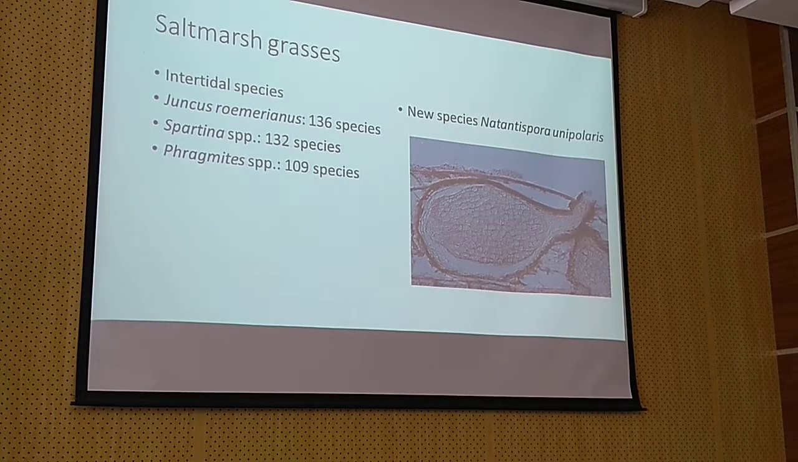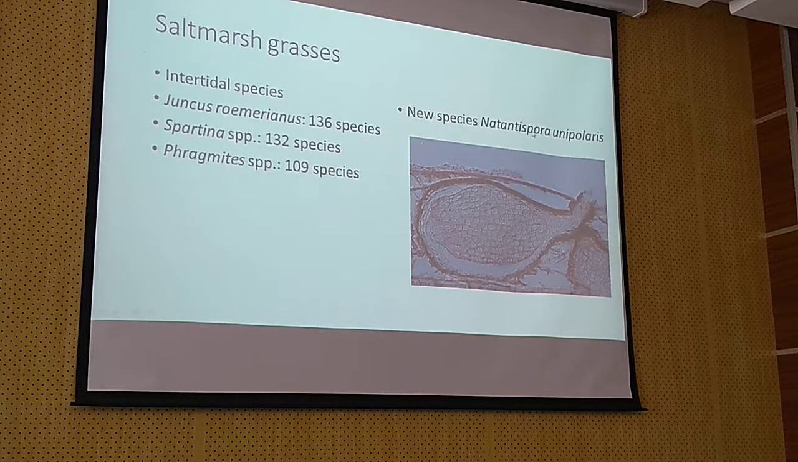Another group that has been studied a lot is the salt marsh grasses. There has been a lot of study on Juncus roemerianus in the US, and a lot of study on Spartina in Europe. And in more tropical areas, there has been a lot of study on Phragmites. Phragmites, they're everywhere. They can be terrestrial, they can be freshwater, they can be marine water, and there is a high diversity of fungi associated with these grasses.